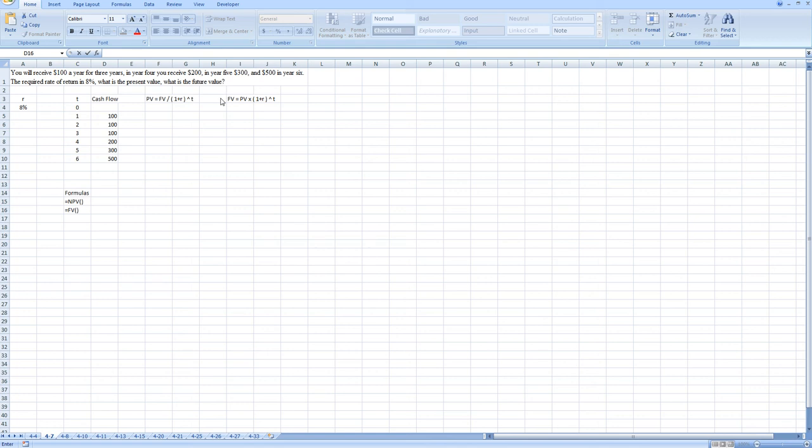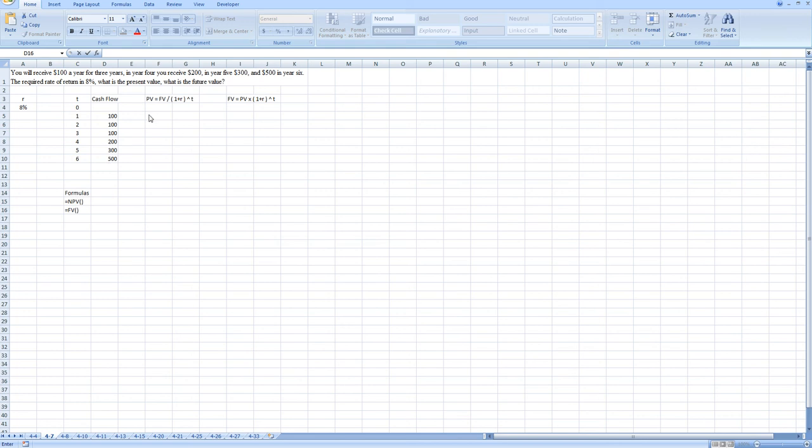cash flow. That is, what is this amount going to add up to at year 6 if we take the cash flow received at year 1 and let it grow at 8% for the next 5 years, and then the 100 at year 2, let that grow for 4 years, and so forth.